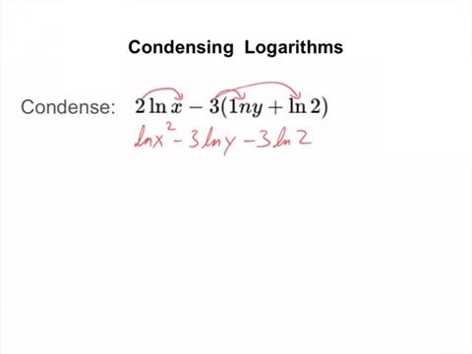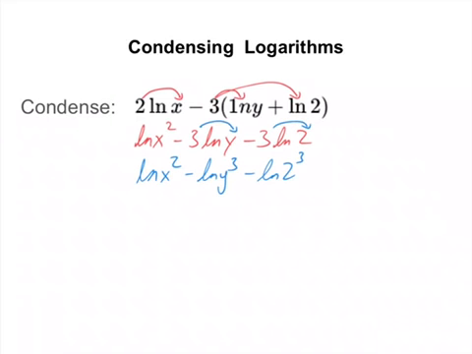Now, won't this 3 also become a power? Can we take that 3 and bring it up to be a power? Do another step. So this first piece just stays the same, still ln x squared, minus ln y cubed, minus ln 2 cubed. So now we have our pieces.